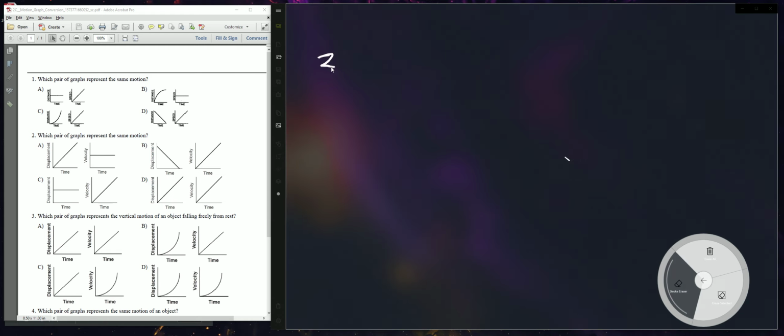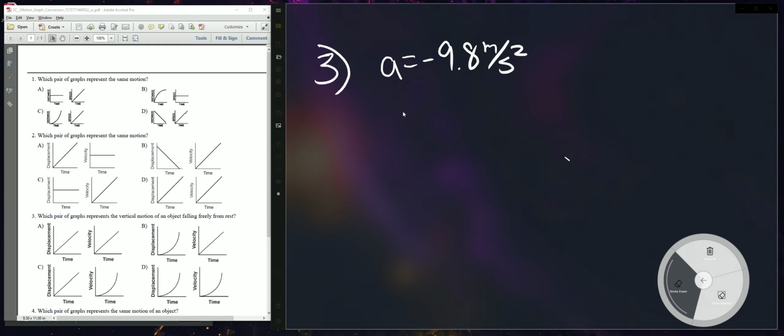So choice 3, which graphs represent the vertical motion of an object falling freely from rest? If you know something is falling freely from rest, then you know that you have a negative acceleration. All right? You know you have a negative acceleration.